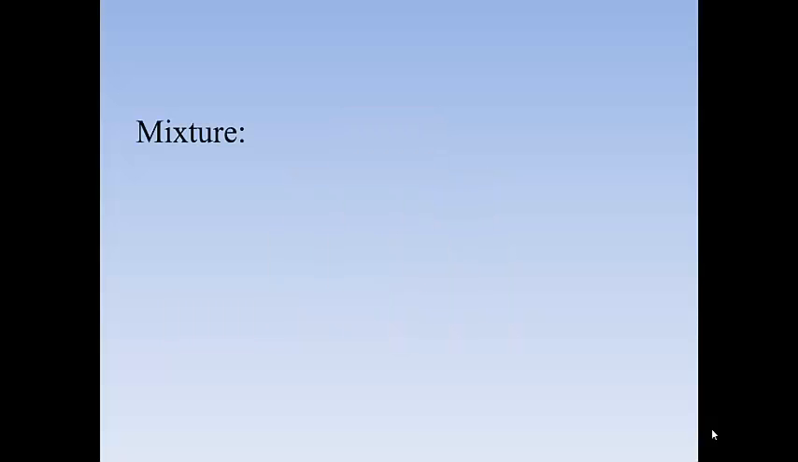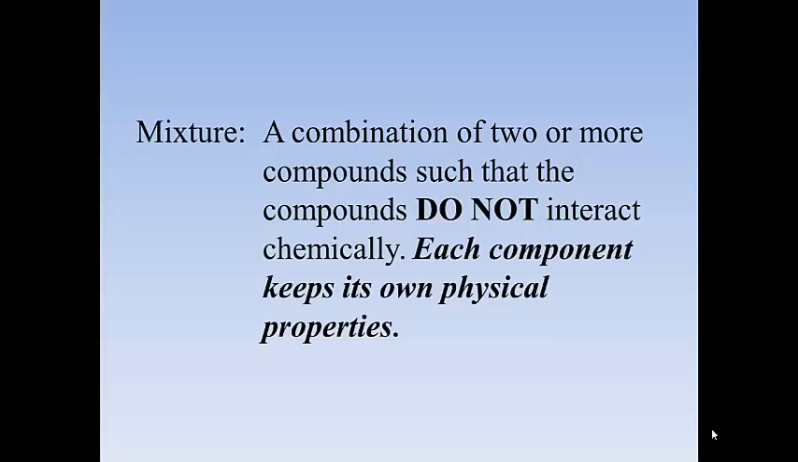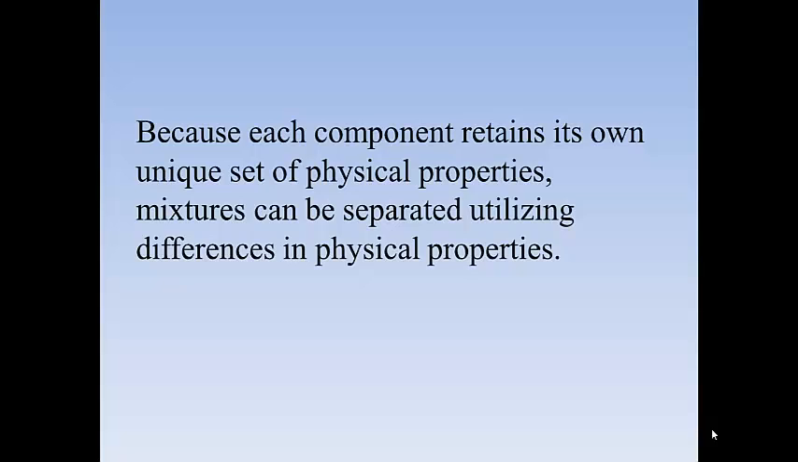So let's define what a mixture is. A mixture is a combination of two or more compounds such that the compounds do not interact chemically. Each component of the mixture will keep its own physical properties. And because each component retains its own unique set of physical properties, mixtures can be separated utilizing differences in the physical properties. We'll discuss that more a little bit later.